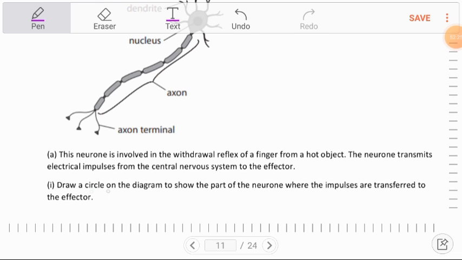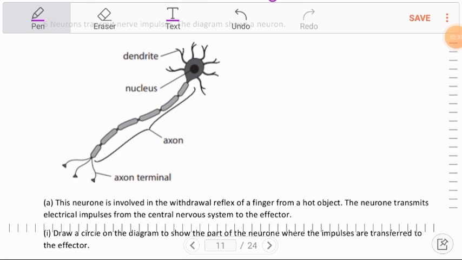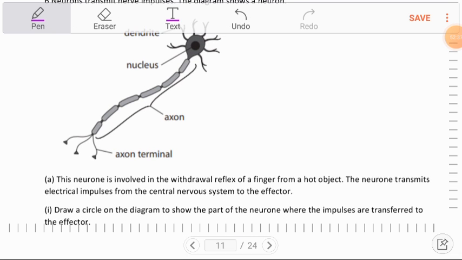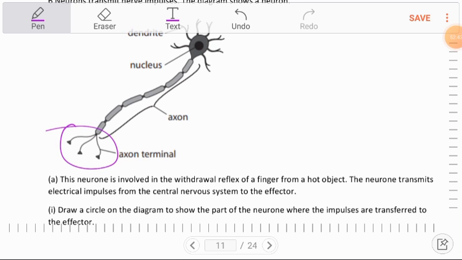Part 1. Draw a circle in the diagram to show the part of the neuron where the impulses are transmitted to the effector. So we need to draw a circle on the axon terminals, because from there the impulses are transmitted to the effectors, because the axons are connected to the effectors. So it will be a circle over here.